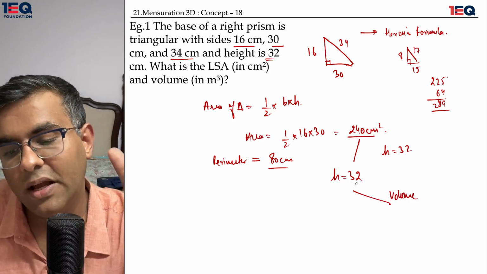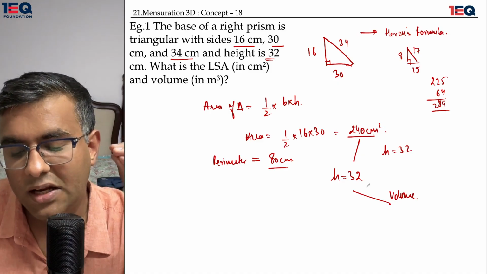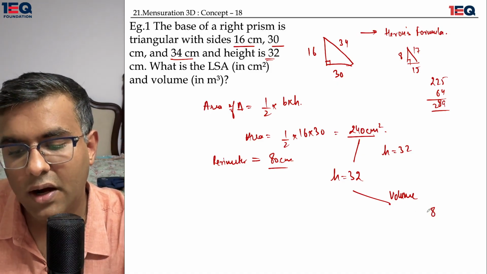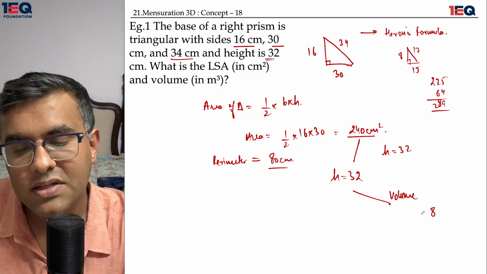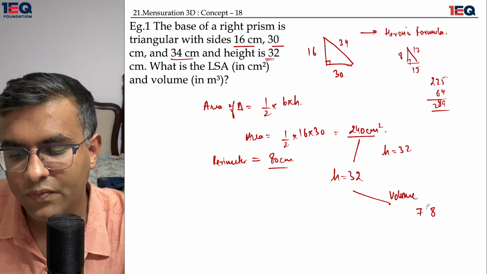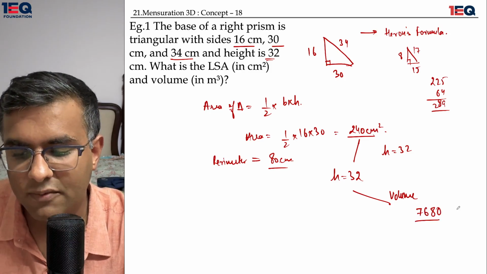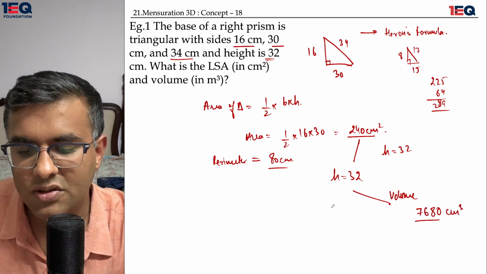When I multiply area with height, I achieve volume. 24 2s is 48 and 24 3s is 72. 72 plus 4 is 76. So 7680 is my volume. This would be in the units of centimeter cube.